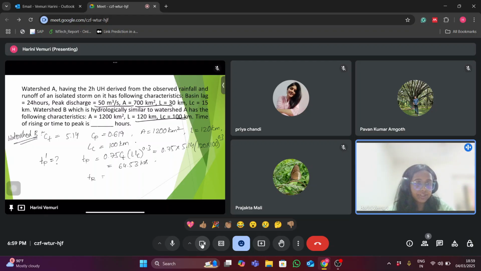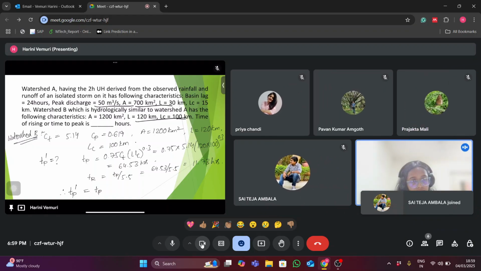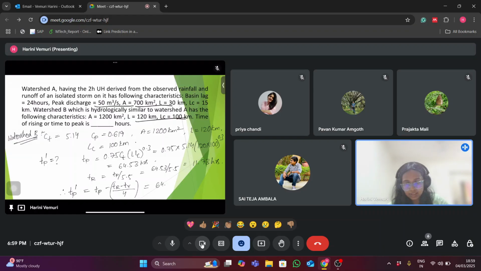And TR, the duration of excess rainfall, is Tp by 5.5. That is 64.53 by 5.5, that is 11.73 hours. So therefore, we have to estimate the time to peak of this new hydrograph since it is not the same as the excess rainfall duration of 4 hours. Tp minus TR, as we have seen already in the previous calculations, is 11.73 minus 4 by 4, which is equal to 62.59 hours.